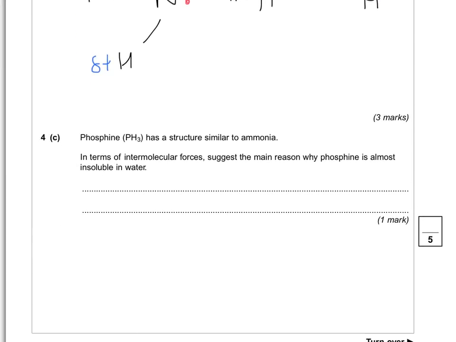Phosphine, PH3, has a similar structure to ammonia. In terms of intermolecular force, suggest the main reason why phosphine is almost insoluble in water. So this is because it cannot form hydrogen bonding. And that's because the phosphorus isn't electronegative enough.